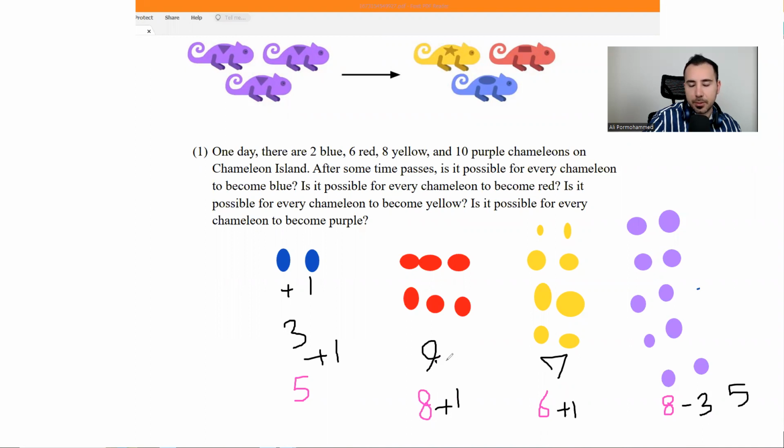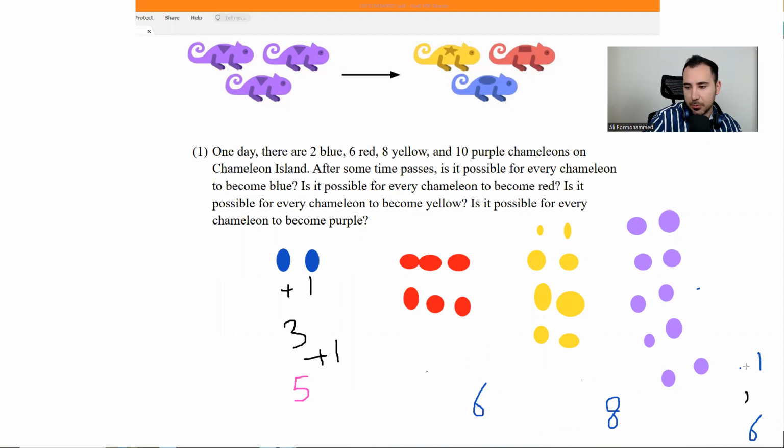9 again, minus by 3. This plus by 1. This plus by 1. Okay. So this will be 6, 8, and 6. Okay, this is the idea. So we'll have 6 reds, 8 yellows, and again 6 purples.